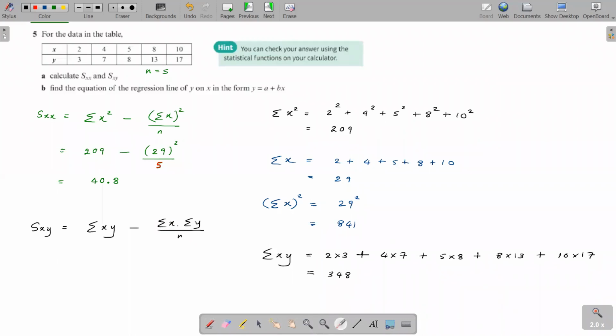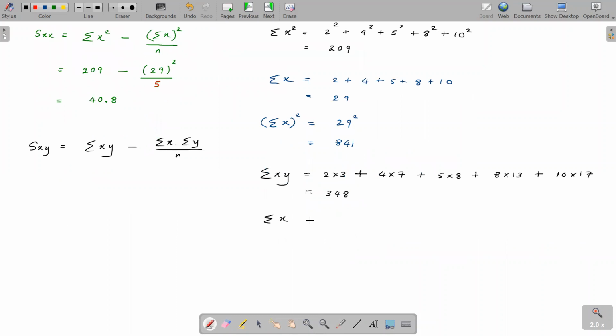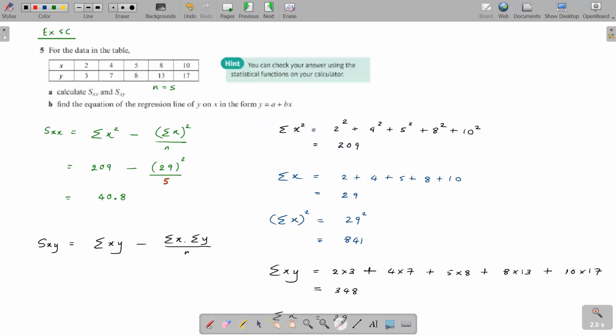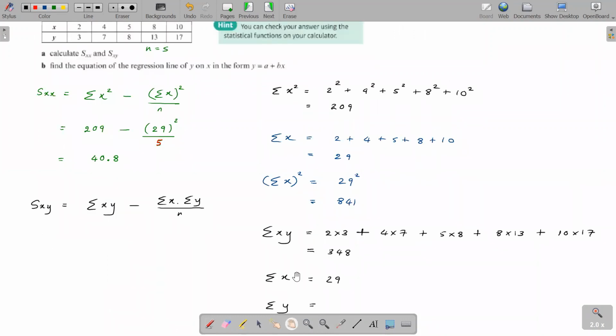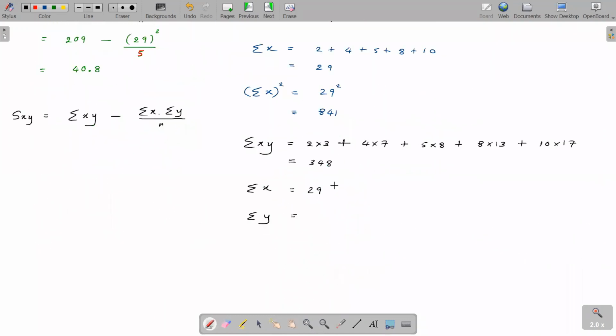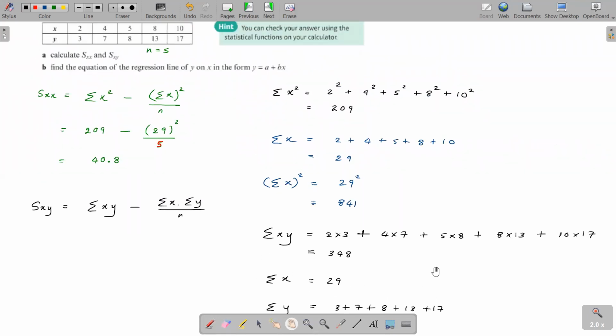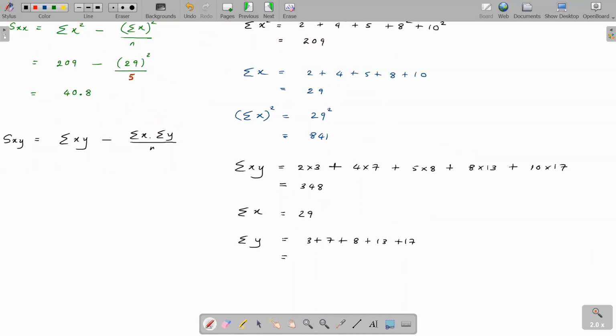And then you also need sigma x and you also need sigma y. Sigma x, you simply add the x values. Sigma x is 29. We found that already. Can I have sigma y? So what is sigma y? You add the y values. So you add the 3, 7, 8, 13 and 17. Add the y values and get sigma y. That is what you mean by sigma y. And how much is that? That is 48.